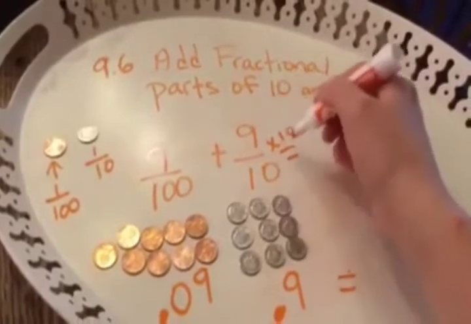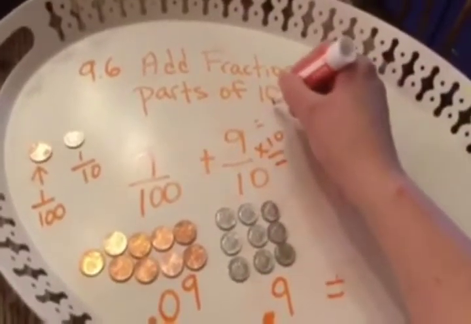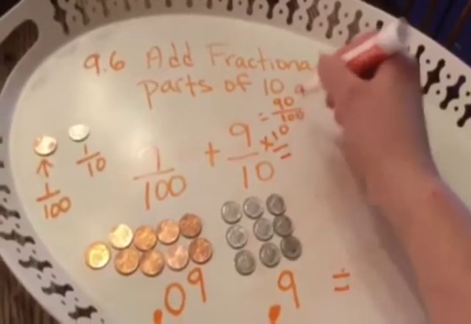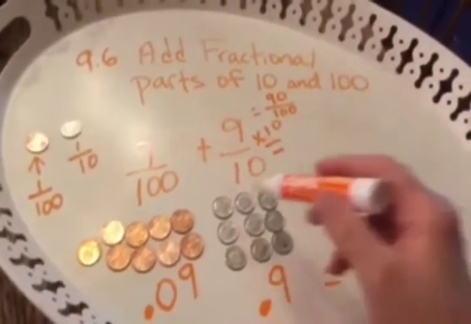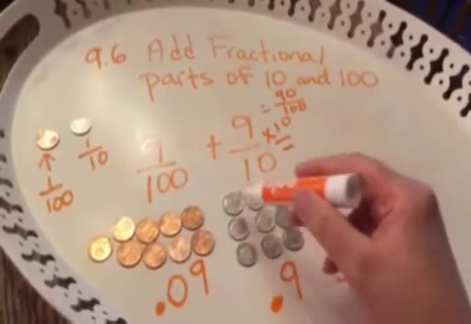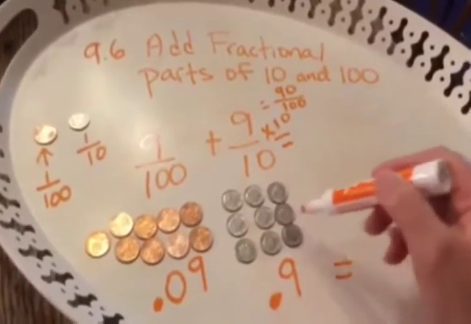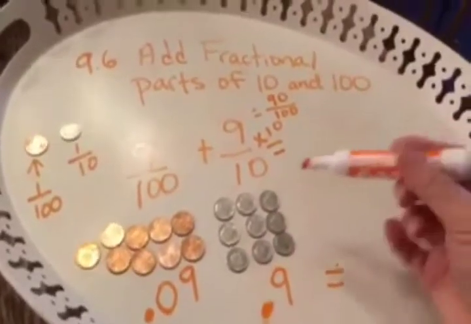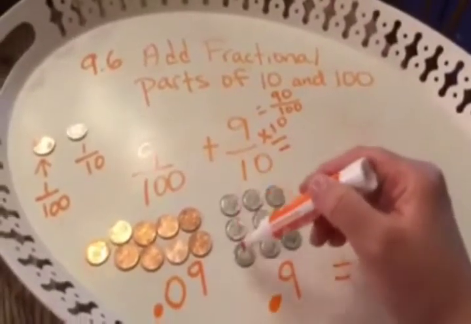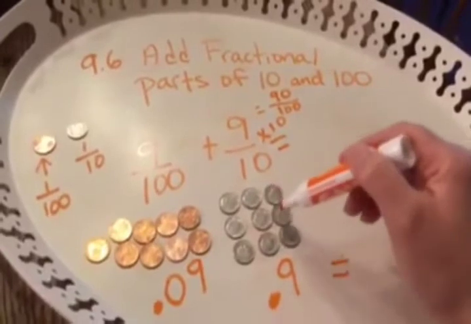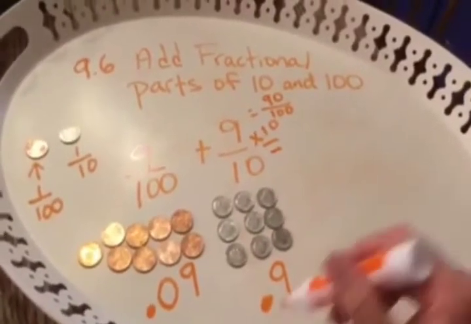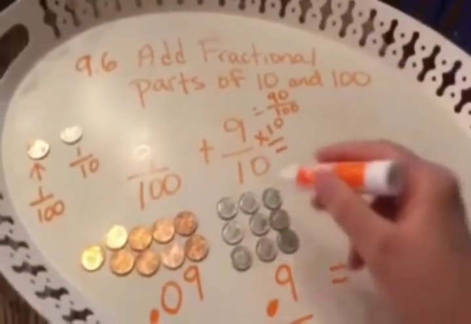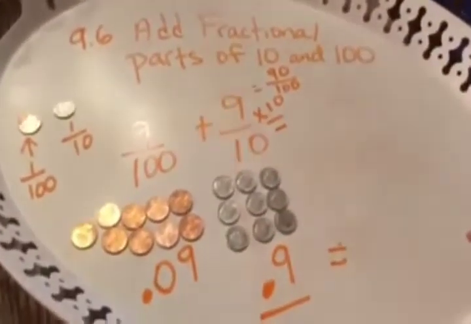I'm going to change this 9 tenths, and it's going to become 90/100ths, because 9 tenths is the same as what I have here. I have 1, 2, 3, 4, 5, 6, 7, 8, 9 tenths, right? 9 out of the 10 pieces I need to make one whole. And it's the same as 10, 20, 30, 40, 50, 60, 70, 80, 90 cents. And that could be written this way, it could be written this way, but either way, it doesn't change the fact that it is actually 90 cents.